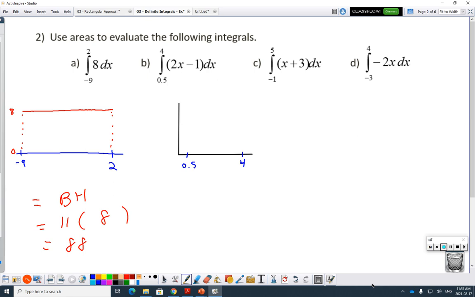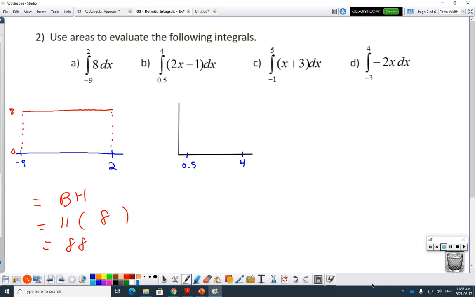There's level 1 understanding of integrals. This upper and lower just tells me where to go along the x-axis. Then the line 2x minus 1. I already gave it away. My question was supposed to be, what does the graph of 2x minus 1 look like? That's supposed to be easy for us by now. We're supposed to say, that's a line.